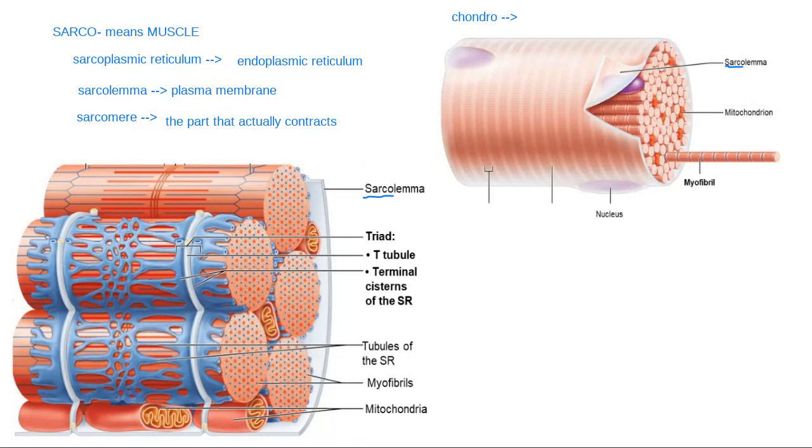Yep, so chondro was cartilage. Okay. Osteo, what was osteo? Yep, osteo is bone. So we're adding to our list here. Anytime you see chondro, we're thinking cartilage. Anytime we see osteo, we're thinking bone.